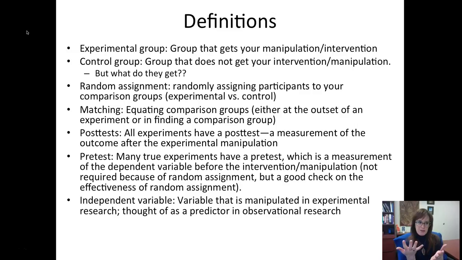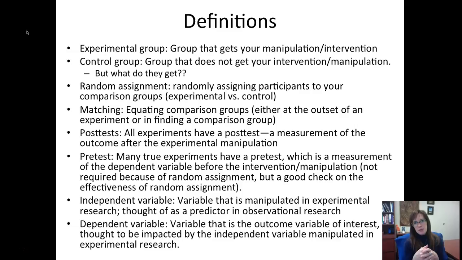A lot of people get confused and think that there are 2 independent variables, the experimental condition and the control condition, but that's actually 1 variable, and there are multiple levels of that categorical variable. And then our dependent variable is the outcome variable of interest. So whatever we think that our manipulation or our condition may have an effect on.